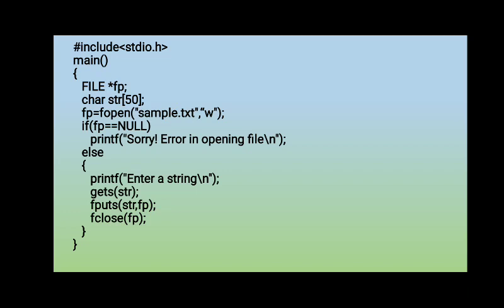So the data is read to str, and that is written to the file sample.txt by the function fputs. So the data is written as a whole. In the previous example with fputc we had written it character by character. Here we are writing it as a whole. So that is the difference between fputc and fputs. With fputs you are writing as a whole, and with fputc we are writing it character by character.